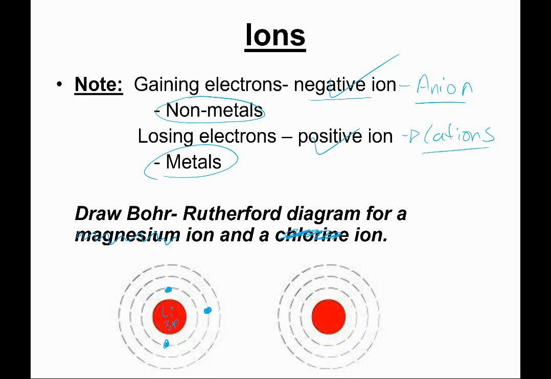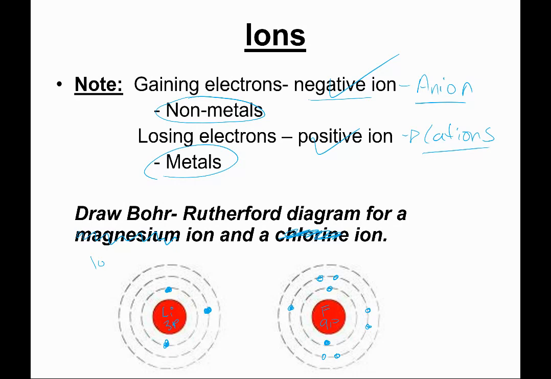Fluorine is element number 9, so it's got 9 protons, and I'm going to make 9 electrons. 1, 2 in the first orbit, and then 7 in the second orbit: 1, 2, 3, 4, 5, 6, and 7. So what does fluorine want to do to make a stable ion? It wants to gain 1 electron.